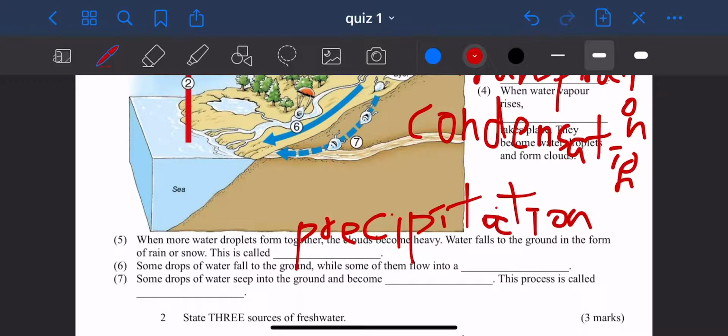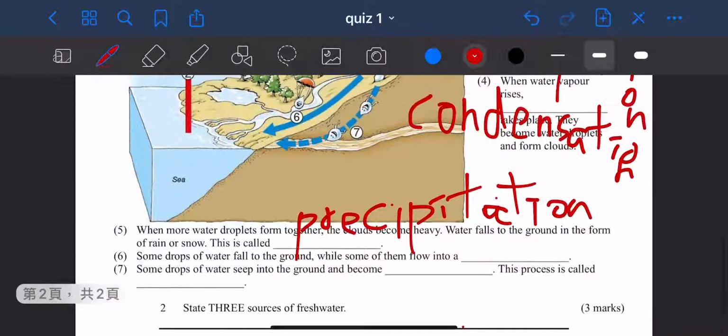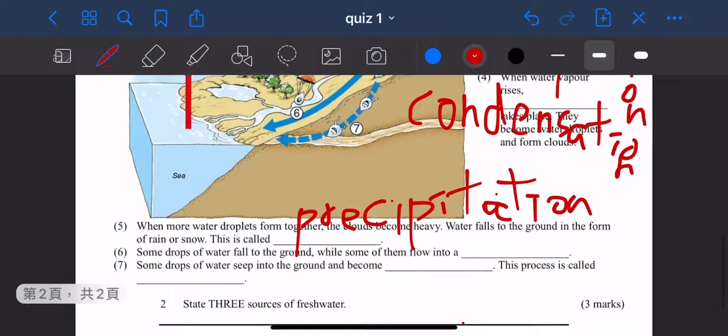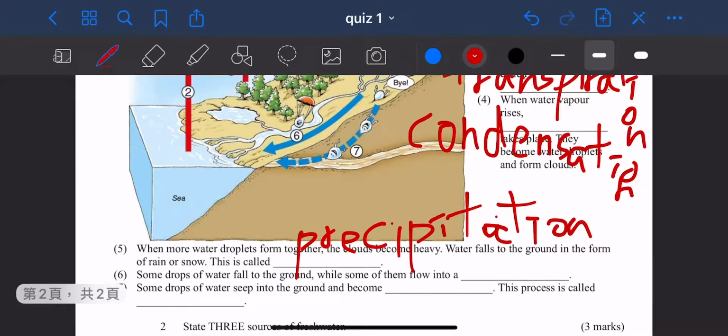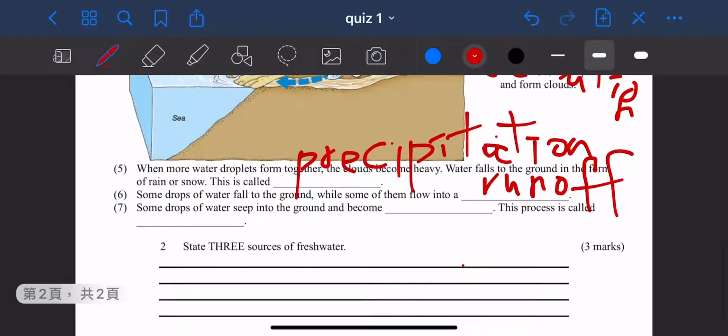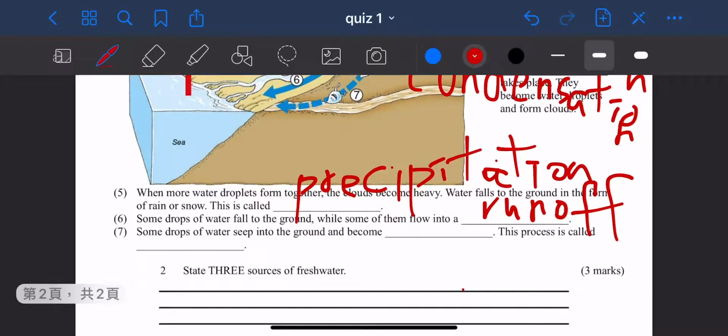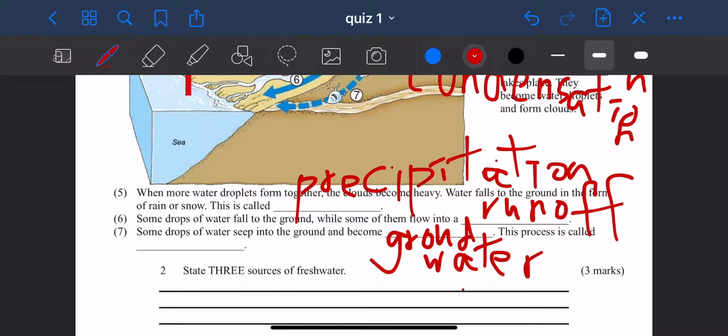Some drops of the water fall to the ground while some of them fall into, let's see, it should be number 6, channel runoff, surface runoff, it should be. But right here, if you write runoff, it will be fine. Okay? And then some drops of water seep into the ground and become groundwater. Okay? Groundwater. And this process is called infiltration.